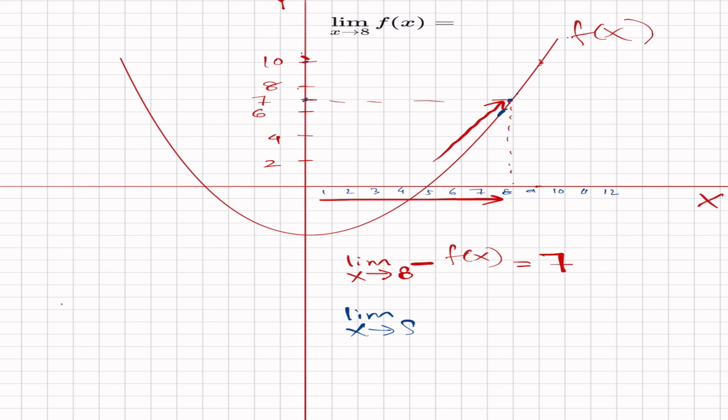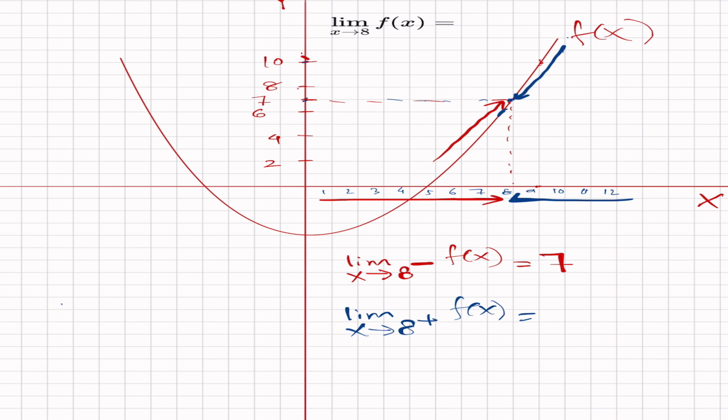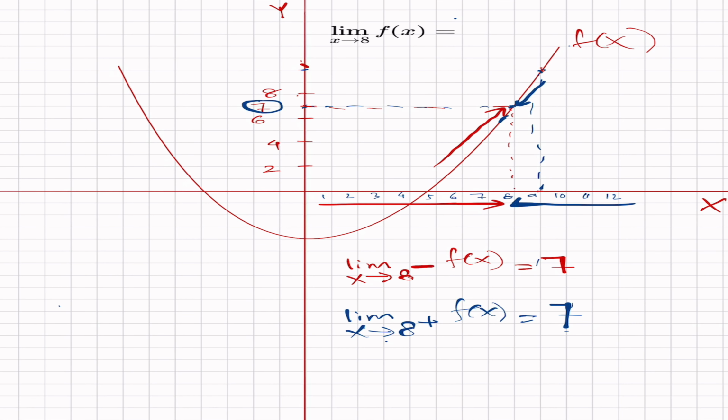Then let's say the limit as x approaches 8 from the right side. So what is f of x? It's going to come from here, okay? As x approaches from the right side, we get still the same value, f of x equals 7. Since from the left side we get f of x values of 7, and from the right side we get the same value, our final answer for the limit as x approaches 8 of f of x is simply 7.